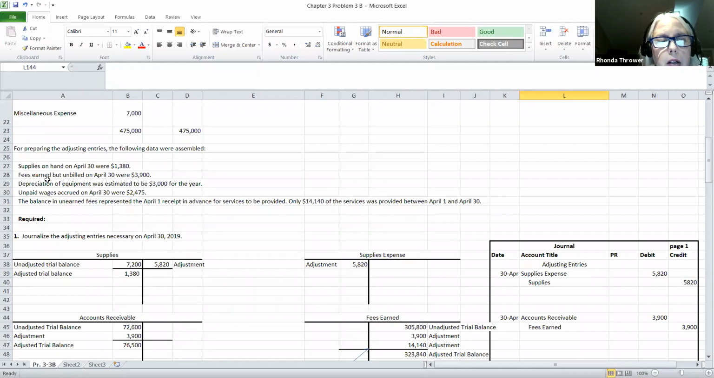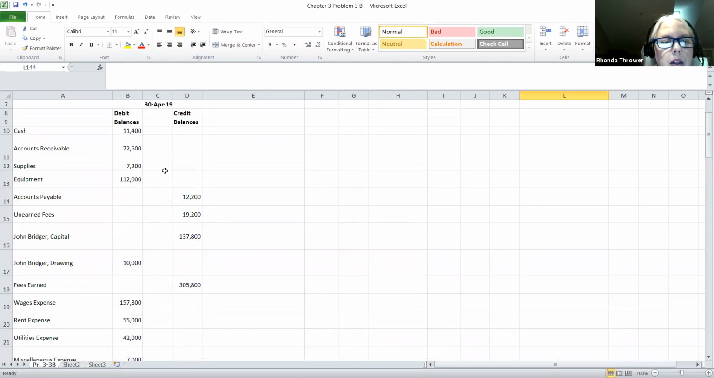Fees earned but unbilled is an example of accrued revenue. Accrued revenue is revenue earned but not received yet. If it's not received yet, we have to put it in the accounts receivable account and try to collect from those customer accounts. So in the unadjusted trial balance that was given to us, the accounts receivable ledger account had an unadjusted amount of $72,600.